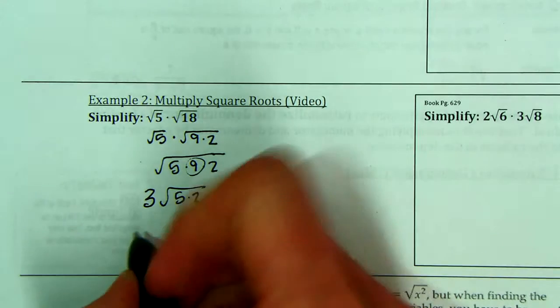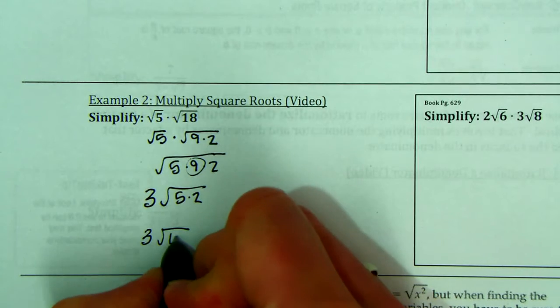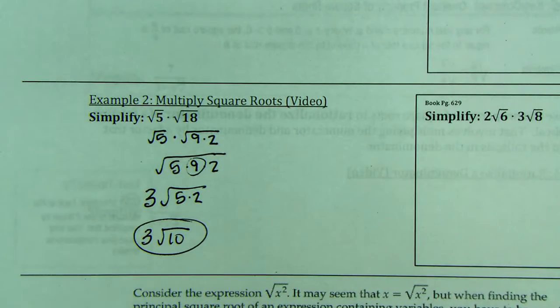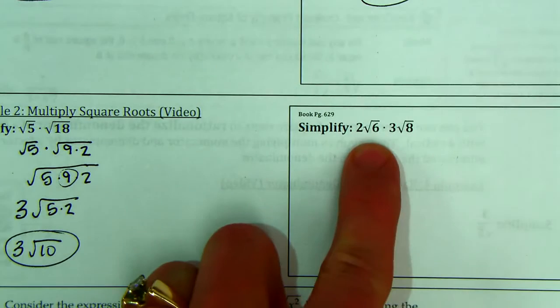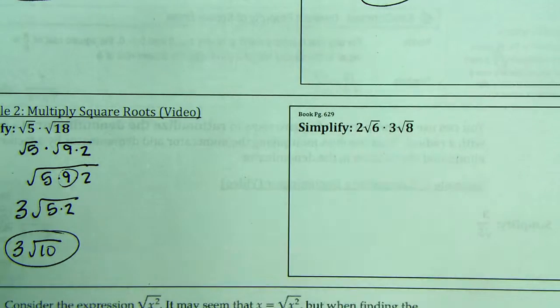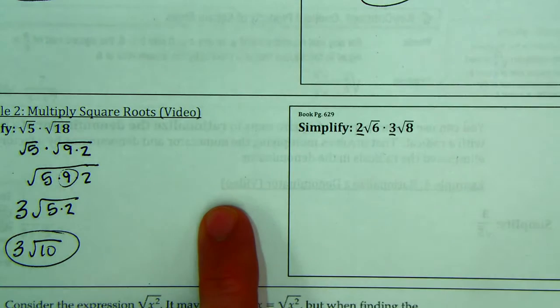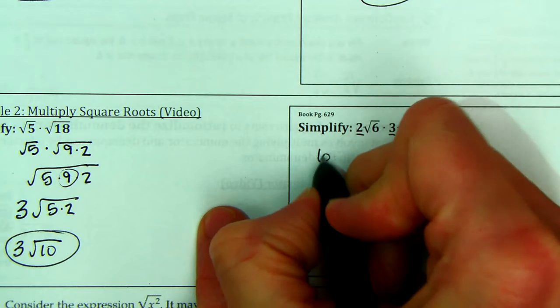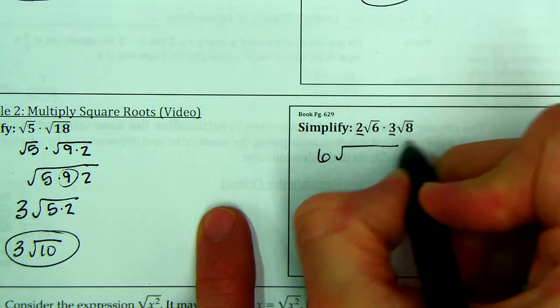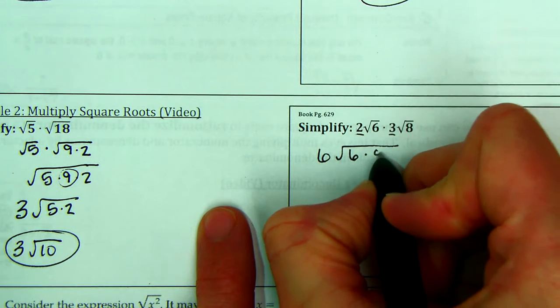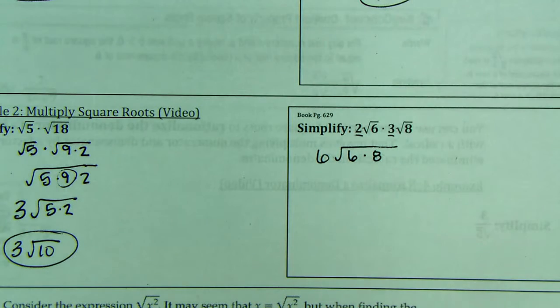Now let's say it's a radical with a coefficient out in front, like a mixed radical. I can take the numbers out front, 2 times 3, and multiply them, and that gives me 6. But inside, I could take 6 times 8, but I'm just going to leave it like this. Because, well, you know what? Let's just go ahead and do that. 6 times 8 would be 48.